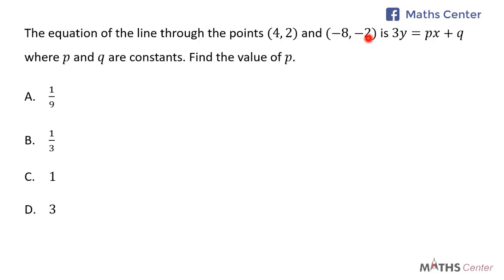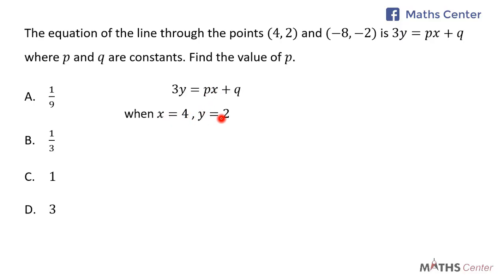Using these 2 points, we can form 2 equations in terms of p and q. Then we will solve the 2 equations simultaneously for the value of p. So let's begin with the first point. The first point is x = 4 and y = 2. We will substitute this into this equation to get the first equation. When x = 4, y = 2.